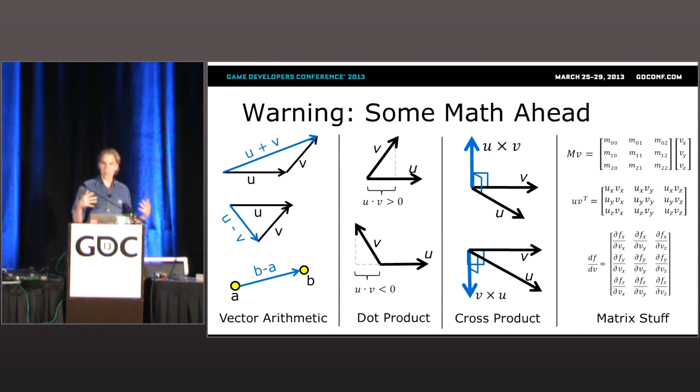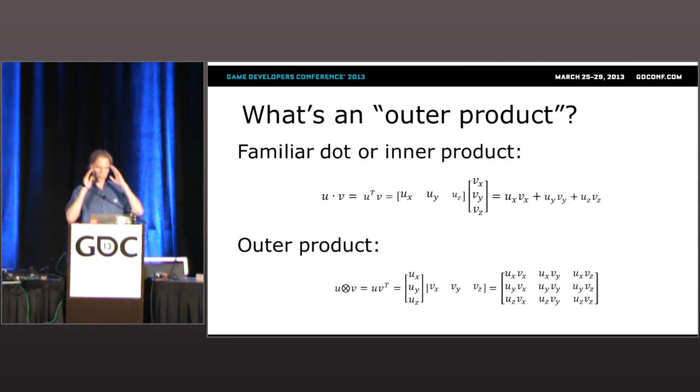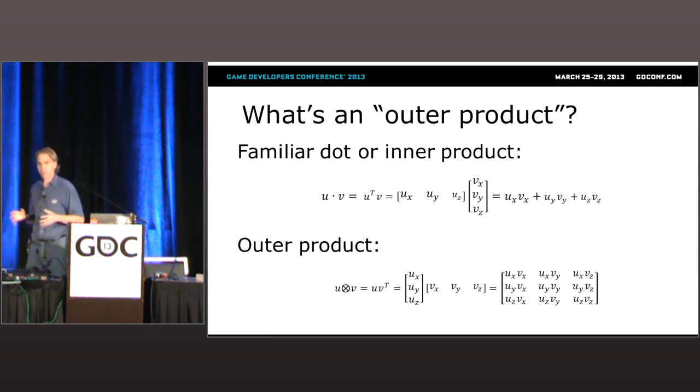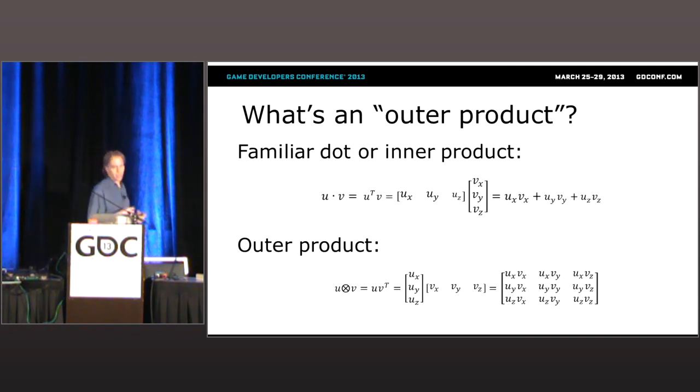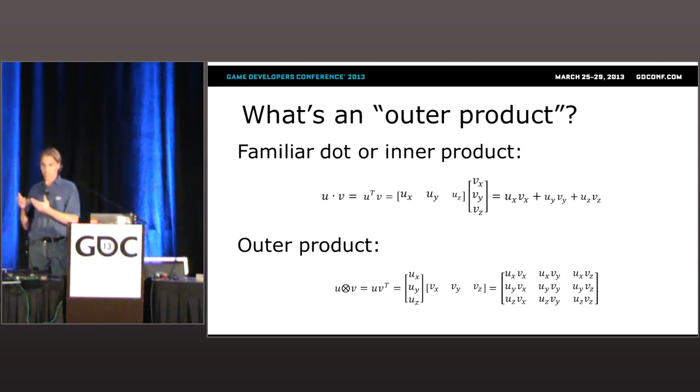Okay, in addition to some of that basic math, there are a few new things we're going to introduce today. Shown here on the right, the outer products and the Jacobians and stuff. You're probably wondering, outer product, what's that? Well, the dot product, or inner product, is something you're already familiar with. You can think of that as a row vector times a column vector, and that gives us the scalar we're all familiar with. The outer product, now think of it as a column vector times a row vector. The rules of matrix multiplication give you a 3 by 3 matrix.